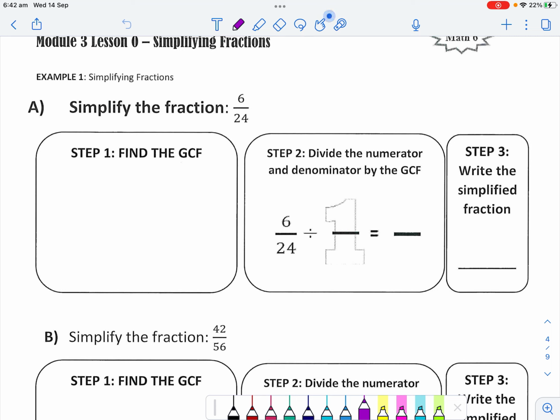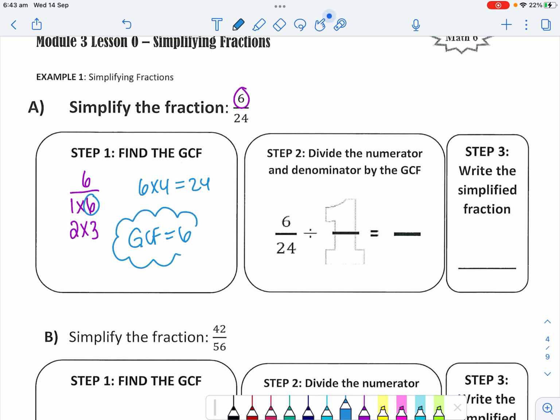Step 1, we're going to find the greatest common factor. And I'm going to use this 6 on top because that's the smallest number. So here's my 6. 6 is 1 times 6 and 2 times 3. And then I'm going to start with the largest factor in that list. So I'm going to start with 6, and 6 does go into 24. 6 times 4 is 24. So my greatest common factor is 6. Now, when we did greatest common factor, this is where we stopped.